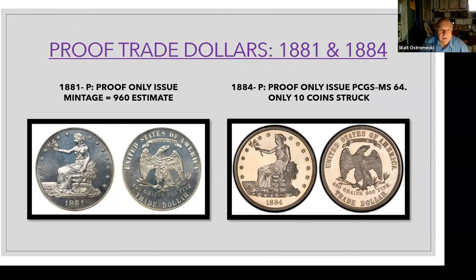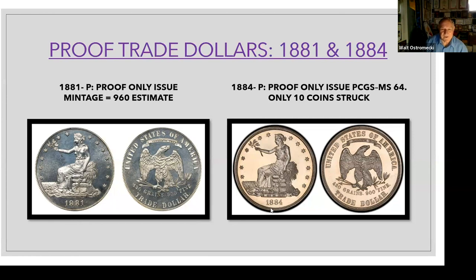On the right here is one of the 1884 proofs only. It was discovered. This is a beautiful coin. Only 10 of these were struck. Why were they struck? Well, there must have been some kind of collector demand for these. And the mint was still making dies for them way after the 1878 period that canceled the regular strikes needed for the public. But look at the difference in the dates.